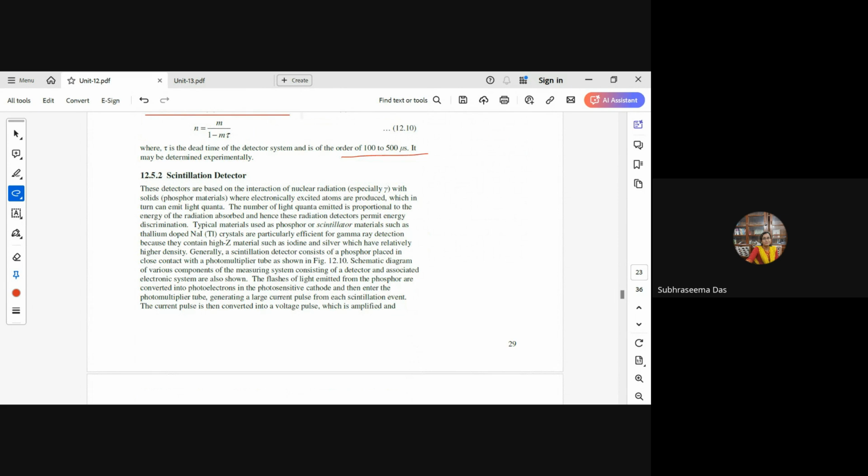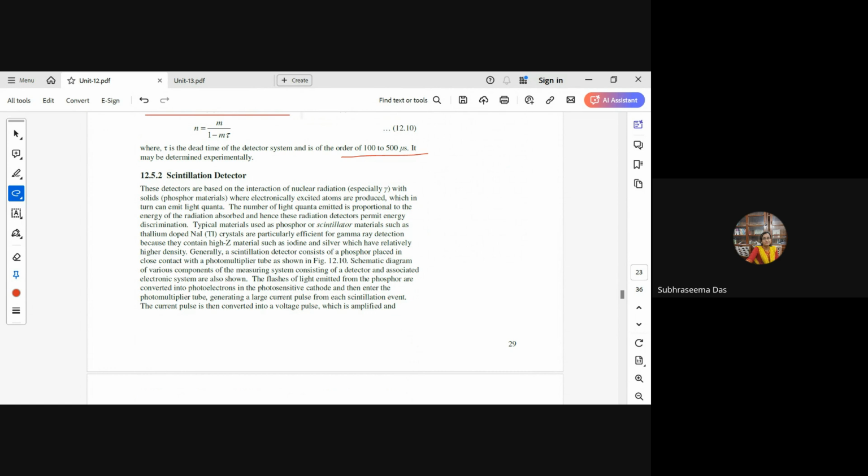Now coming to the scintillation detector, these detectors are based on the interaction of nuclear radiation with solids where electronically excited atoms are produced. The number of light quanta emitted is proportional to the energy of the radiation absorbed, and hence these detectors permit energy discrimination. Typical phosphor or scintillator materials are thallium doped NaI crystals, which are particularly efficient for measurement of gamma rays.